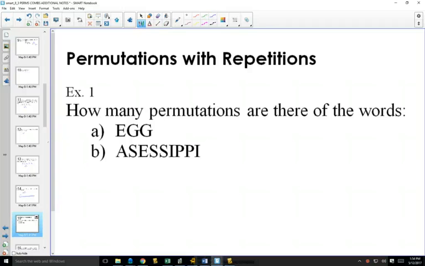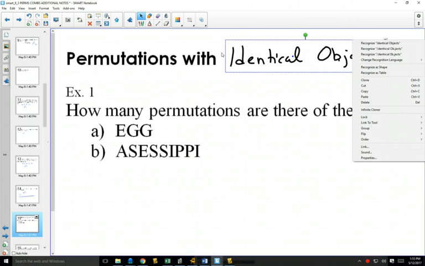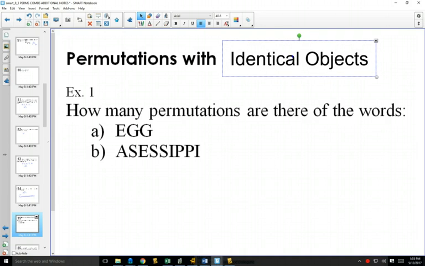We're going to change this so it matches the language that we used before. So we're going to get rid of repetitions here, and we're going to write in identical objects. So permutations with identical objects. Very nice.